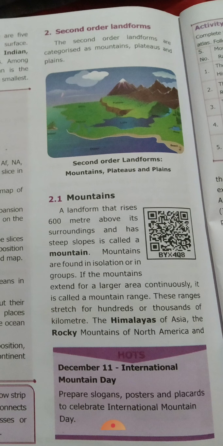A landform that rises 600 meters above its surroundings and has steep slopes is called a mountain. So underline what is called the mountains. Mountains are found in isolation or in groups.